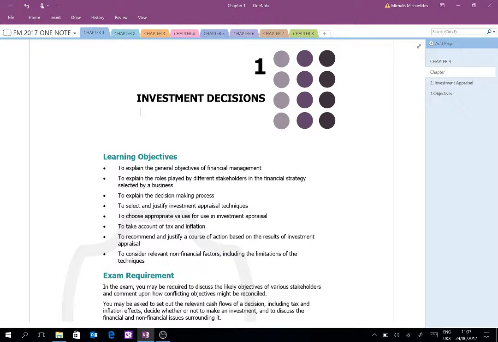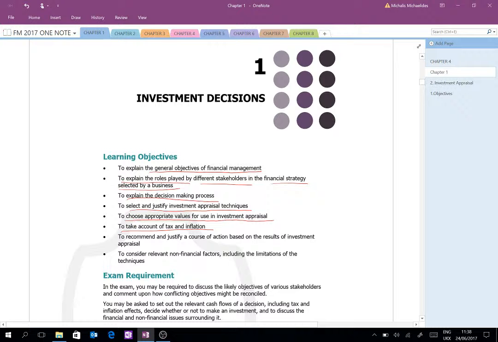Now, the first one is to explain the general objectives of financial management. Then we need to explain the roles played by different stakeholders in the financial strategy selected by a business. Then we have to go through and explain the decision-making process, how we select and justify investment appraisal techniques, and how do we choose appropriate values to use in investment appraisal, take into account taxation and inflation as well.